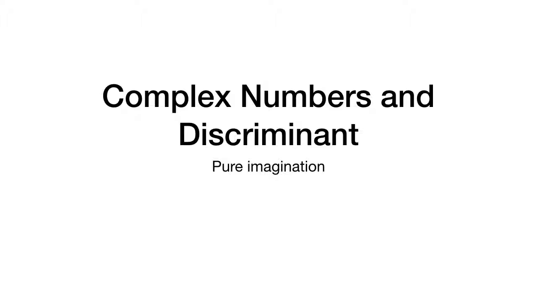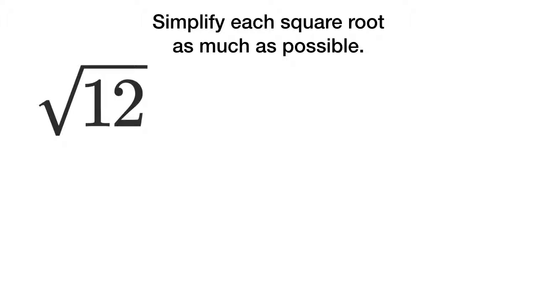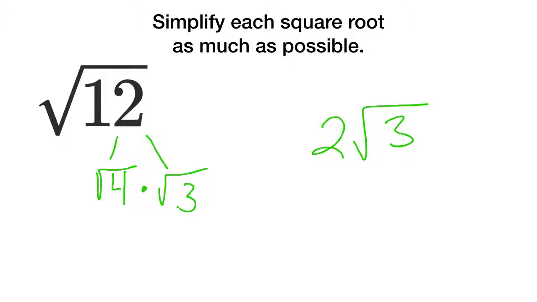To start off, we're going to practice simplifying square roots. In case you don't remember, simplifying square roots is just this. The square root of 12 is the equivalent of the square root of 4 times the square root of 3. And the square root of 4, as we all know, is 2. So the final answer would be 2 square roots of 3.